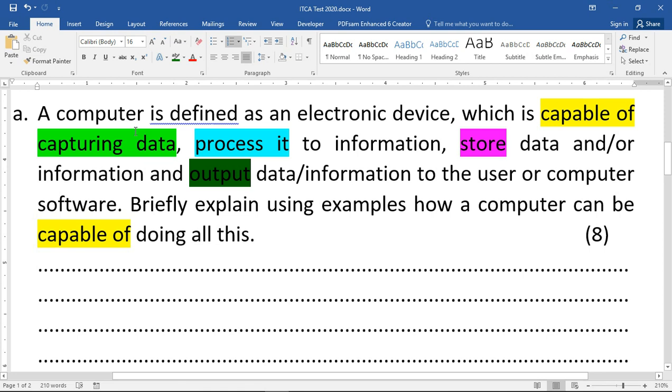Now we look at the storing of data or information. How does a computer store data or information? Through the use of memory cards, flash drives, internal hard drives, external hard drives, and so forth. So that's how the computer is capable of storing data.